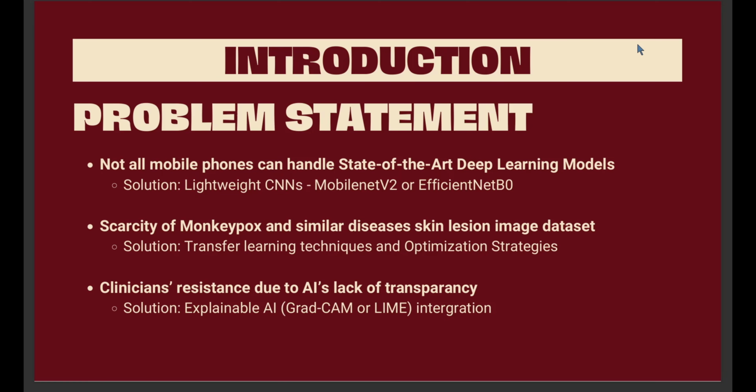Here are the key challenges and how I address them. First, not all smartphones can run complex deep learning models. So I use lightweight CNNs, specifically MobileNet V2 versus EfficientNet B0, which are optimized for mobile devices. Second, there is a lack of annotated monkeypox skin lesion datasets. So I applied transfer learning and tested several optimization strategies to improve model performance despite limited data. And lastly, clinicians often distrust AI due to its black box nature. So I integrated explainable AI tools such as Grad-CAM and LIME to make the model's predictions more transparent and interpretable.